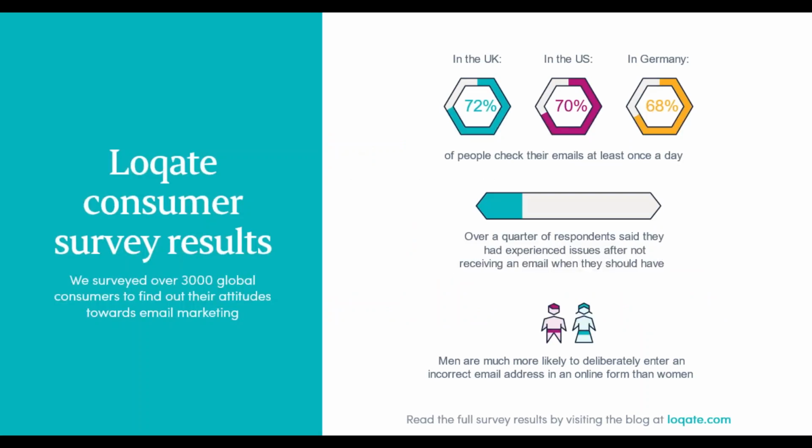We at Loqate surveyed over 3,000 global consumers for their attitudes towards email marketing. The UK leads the way for percentage of people who check their emails at least once per day, followed closely by the US and then Germany. Interestingly, the age ranges differ per region, with 45 to 54-year-olds checking emails more often in the UK, whereas it's a slightly younger group of 35 to 44-year-olds in the US and a slightly older group of 55 to 64-year-olds in Germany. Perhaps something to consider when tailoring marketing content for those regions.